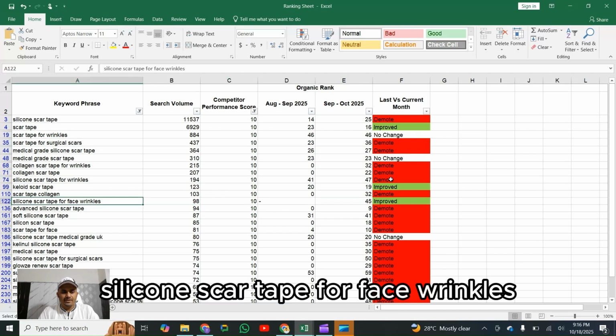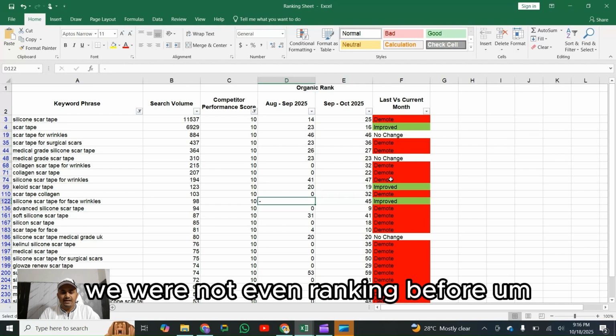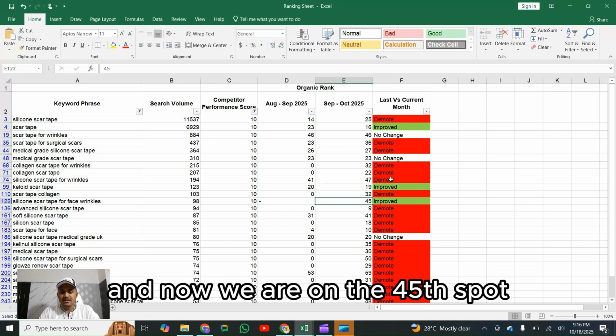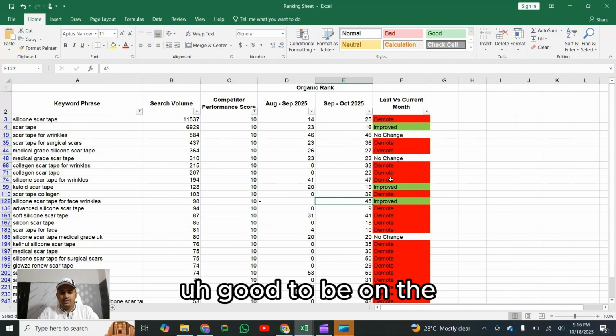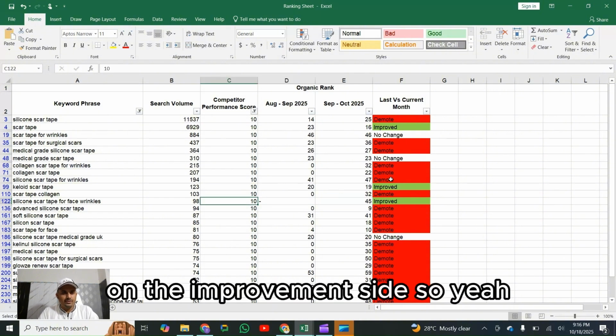silicon scar tip for face wrinkles, we were not even ranking before this title change, and now we are on the 45th spot, which isn't that high, but it's still good to be on the improvement side. So yeah, this is the keyword.